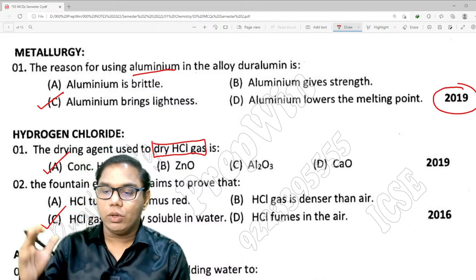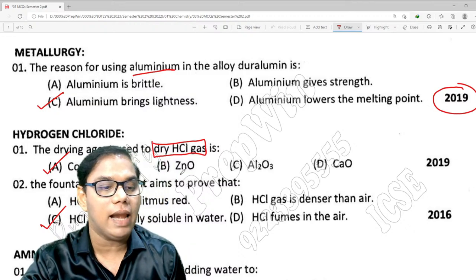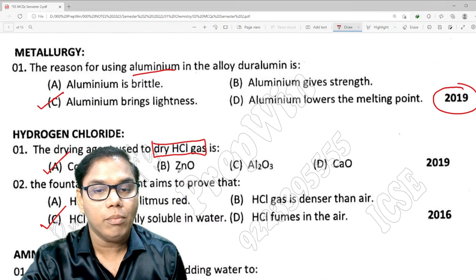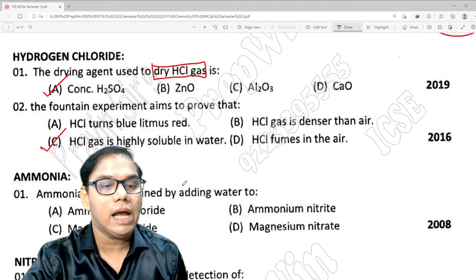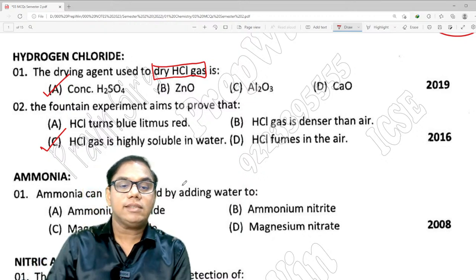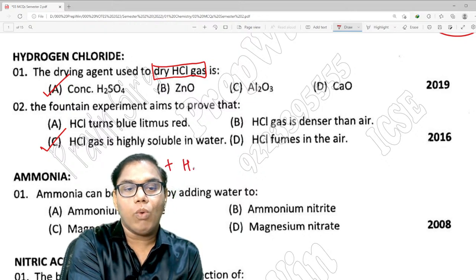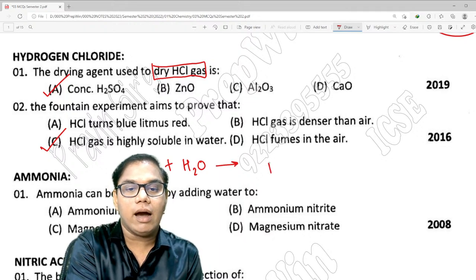Yes, very good to know that, Priyanshu. Okay, fine, just move on. Let's move on. Ammonia. Ammonia can be obtained by adding water to what? Yes, this is a reaction. To what do we add water to get ammonia?